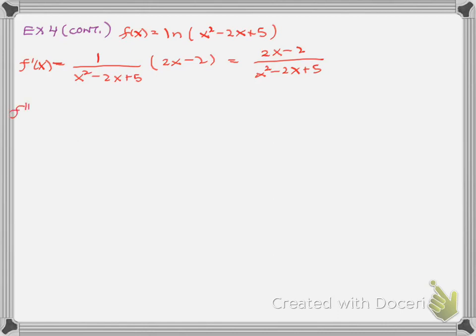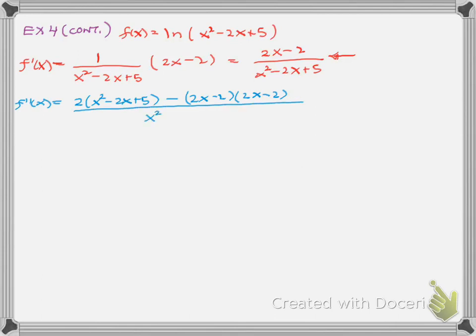Now we have to take the derivative of that, and that's going to be what? Yes, quotient rule, you got it. So let's make it a different color since I'm doing the second derivative. The derivative of the top, so that's 2, times the bottom, x squared minus 2x plus 5, minus the derivative of the bottom, which is 2x minus 2, times 2x minus 2. Oh, wow, that's interesting. All over x squared minus 2x plus 5, squared.